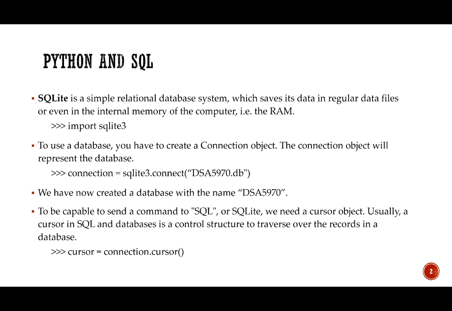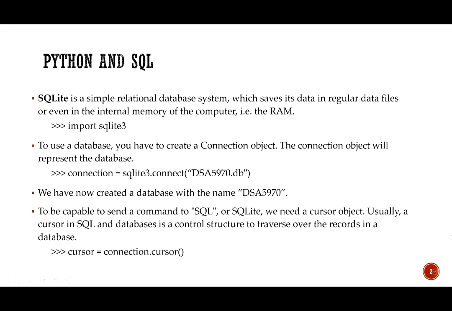Like any other library, we need to import it first. So we import sqlite3. To use a database, we have to create a connection object. The connection object will represent the database. Here you can see an example. Connection equals sqlite3.connect, which is a reserved word, and then we have the name of our database. Let's say DSA5970, and the file extension is .db. If we run this, you have created a database with the name DSA5970.